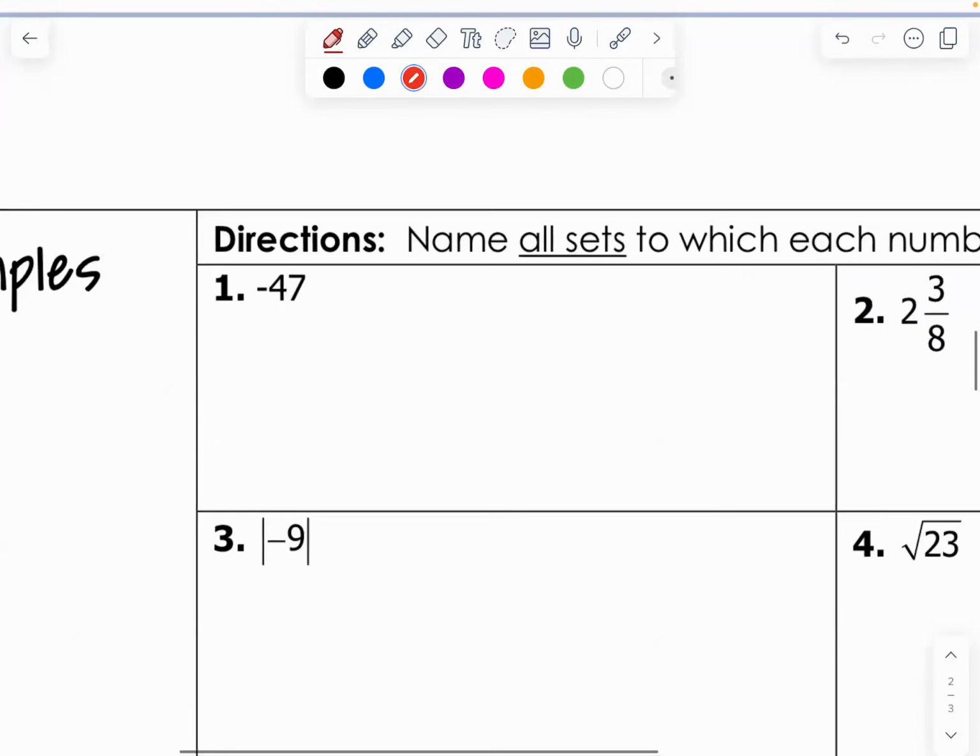We are going to classify all of these numbers, okay? But is that the greatest value sign? Greatest value is wrong. That is the absolute value. You're close. Okay? All right, so -47.